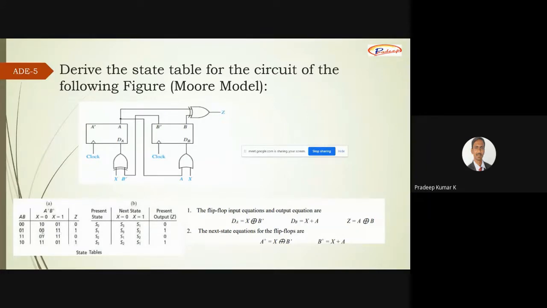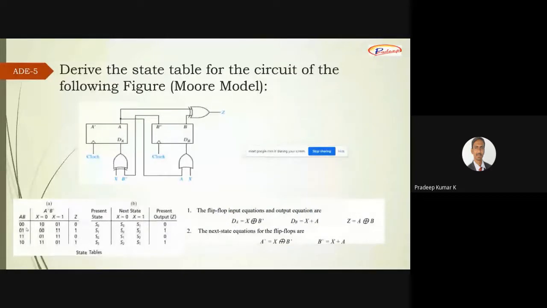When the present state of A and B is 1 1, and if I provide X equal to 0, then it will move towards 0 1, and if X is equal to 1, it will stay in the same state, 1 1. Similarly, when the present state is 1 0, and if I provide X equal to 0, it will move to the fourth state, that is 1 1, and if I make X equal to 1, then it will move to 0 1, and depending upon that, the output will be predicted, right?